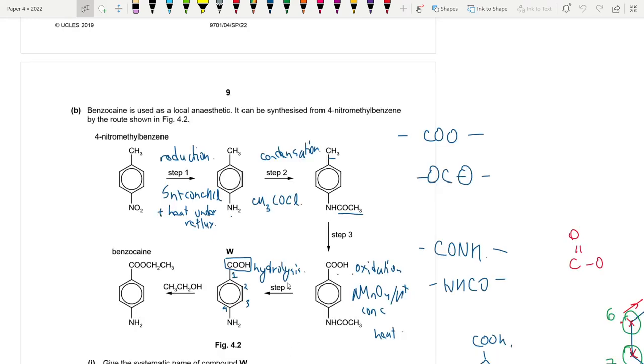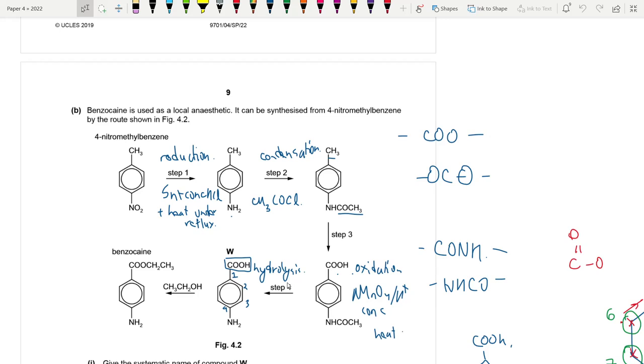Okay, so for D, we have benzocaine, which is used as a local anesthetic. It can be synthesized from 4-nitromethylbenzene by the route shown in figure 4.2. So, what are the steps involved? Clearly, in the first step, nitrobenzene is being converted to a phenylamine. The nitro group is converted to a phenylamine group. This is reduction. It requires tin plus concentrated HCl plus heat under reflux.